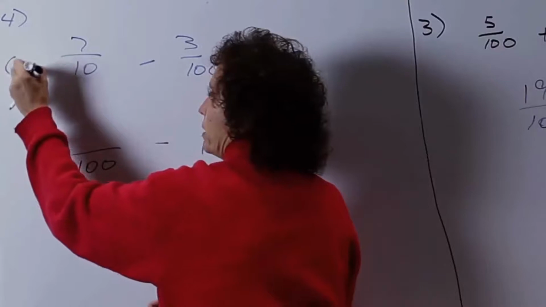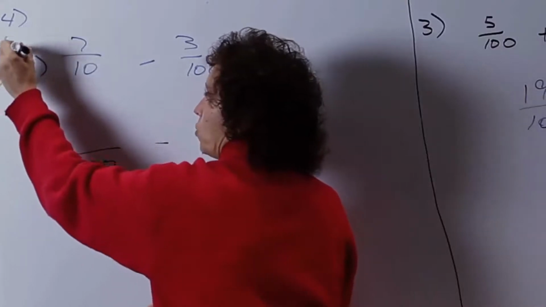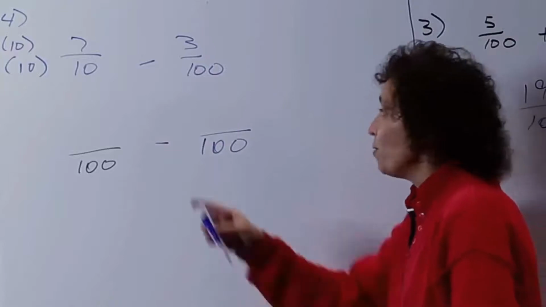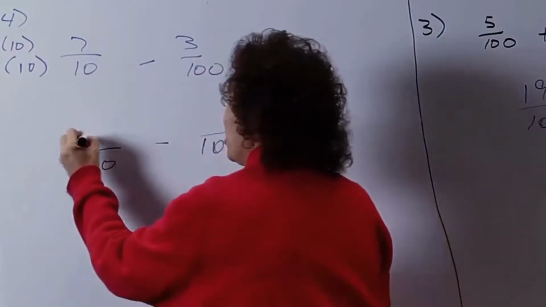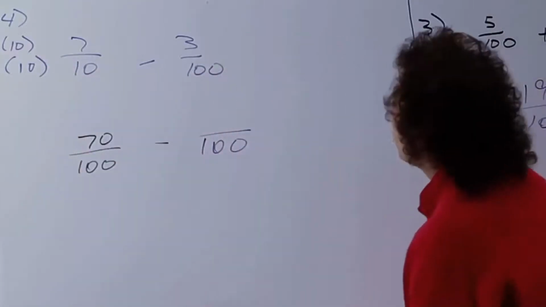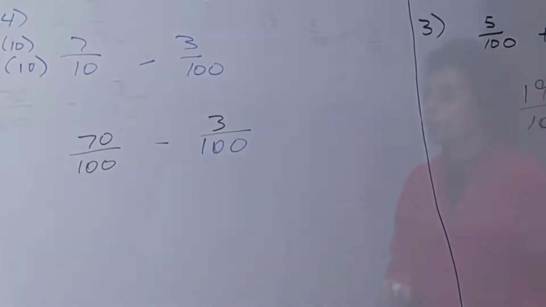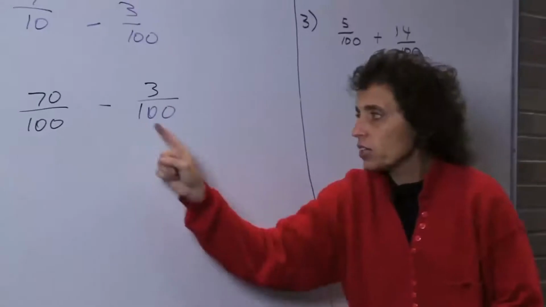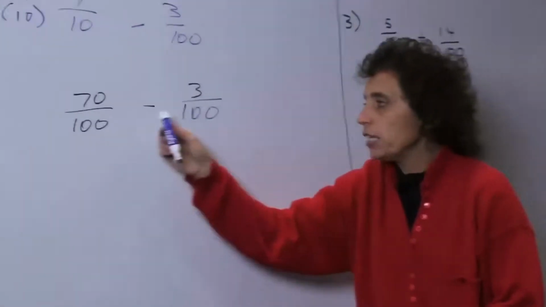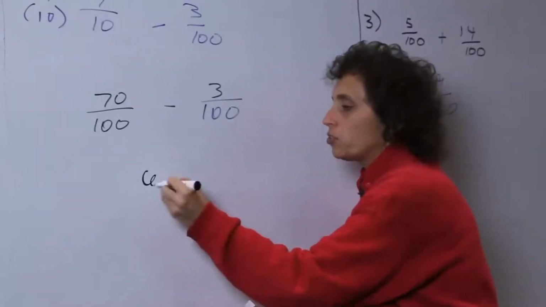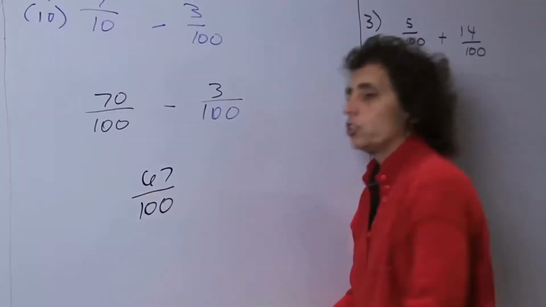We multiply this by 10 to get 100. We multiply this by 10 to get 100. Well, I don't get 100 on top, because if you multiply that by 10, you only get 70. So that's 70 over 100. Here we already have 100 as the denominator, so that's 3 over 100. Now we can combine these because they have the same denominator. 70 minus 3, or I have 70, I owe you 3 if you like that better, is 67 over 100.